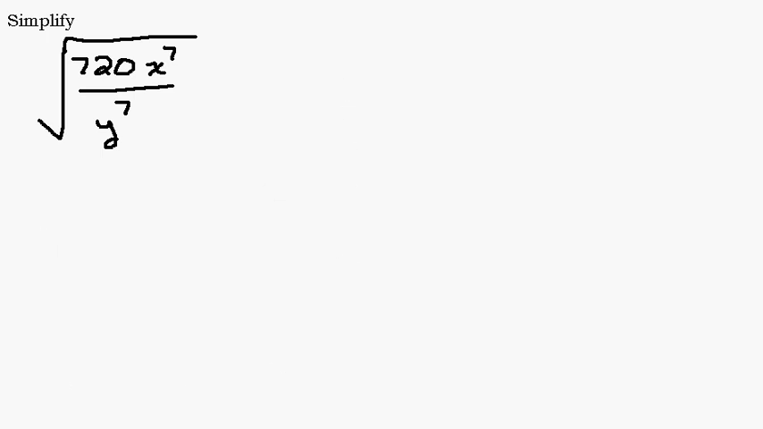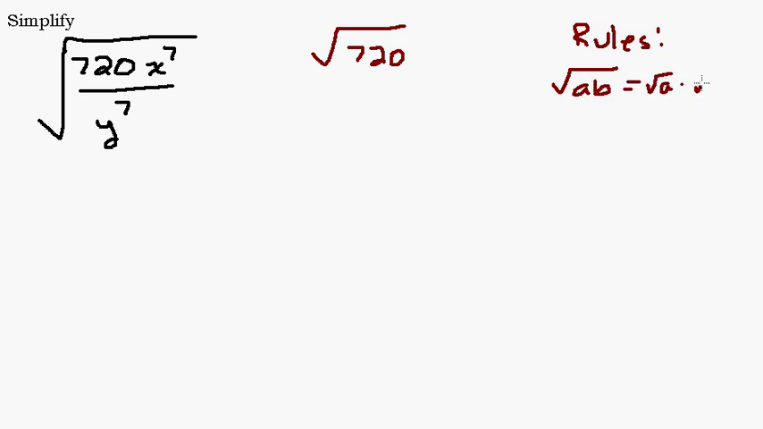and think about how we would deal with the square root of 720. And then we'll think about how we would deal with the square root of x to the 7th and y to the 7th. And the reason we're doing that is there's some rules for dealing with square roots. I'll write them over here, or any roots actually. If you have the square root of a times b, that's the same as the square root of a times the square root of b. You can split it up.